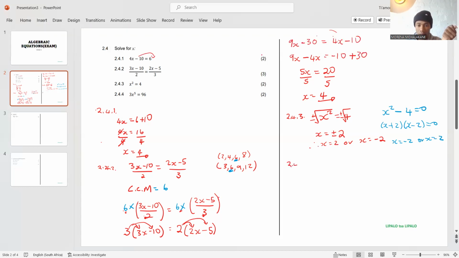Then I go to the fourth question, which is the last one. You have 3x exponent 5 is equal to 96. Before I do anything, I need to divide by the coefficient, right? So the 3 cancels the 3. So x exponent 5 is going to give me 32. For me to cancel this 5, I introduce a root, the fifth root.